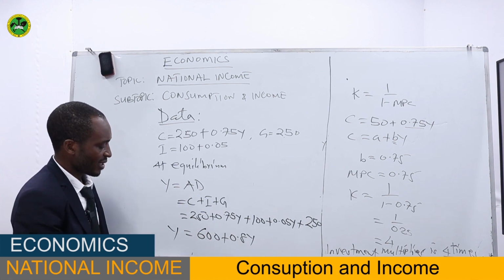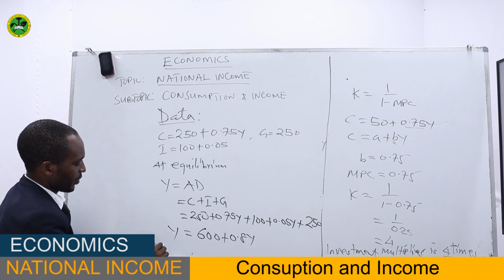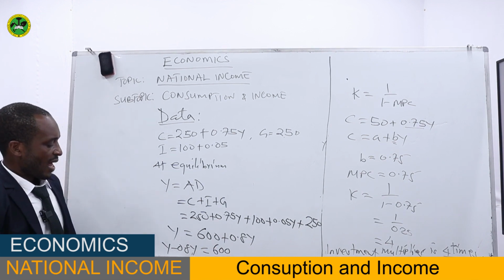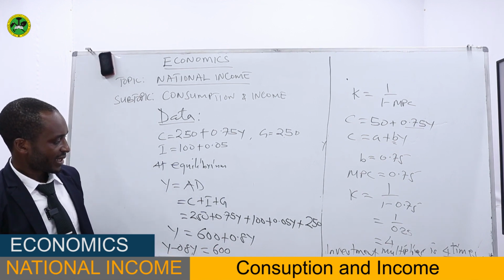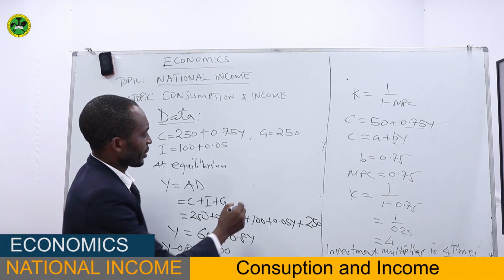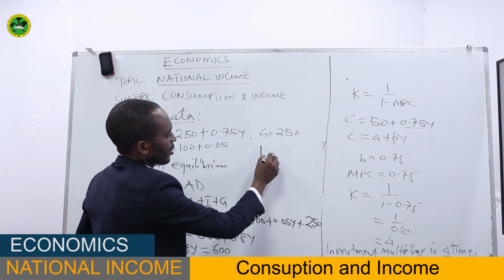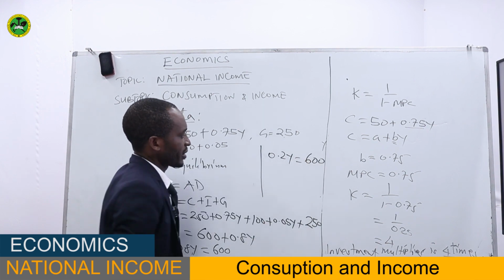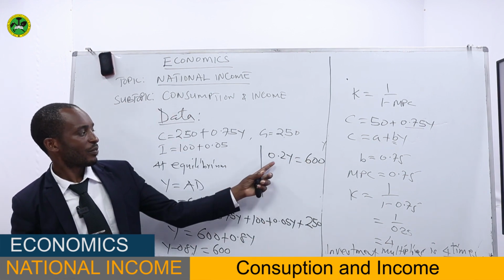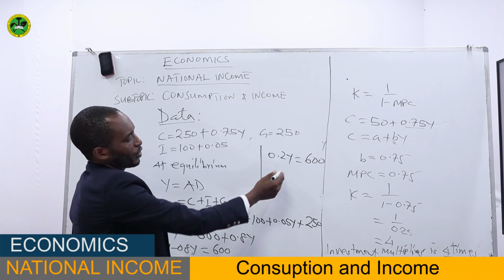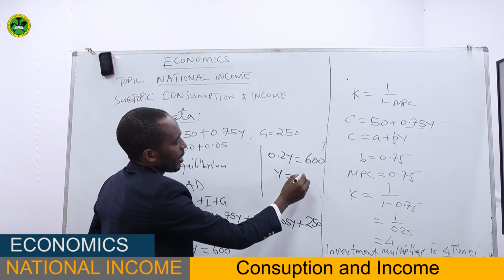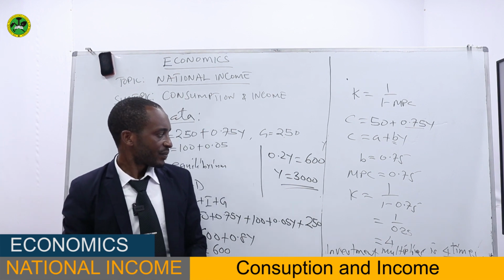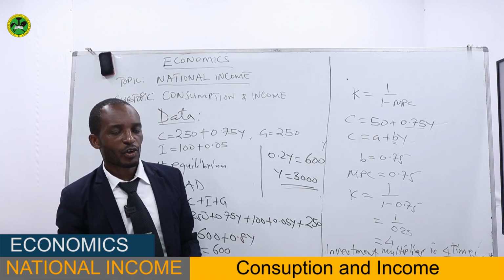So collect the like terms. Y minus 0.8Y equals 600. When you subtract, it will be 0.2Y equals 600. Dividing by 0.2 on both sides, Y will be equal to 3,000. So our national income will be 3,000.